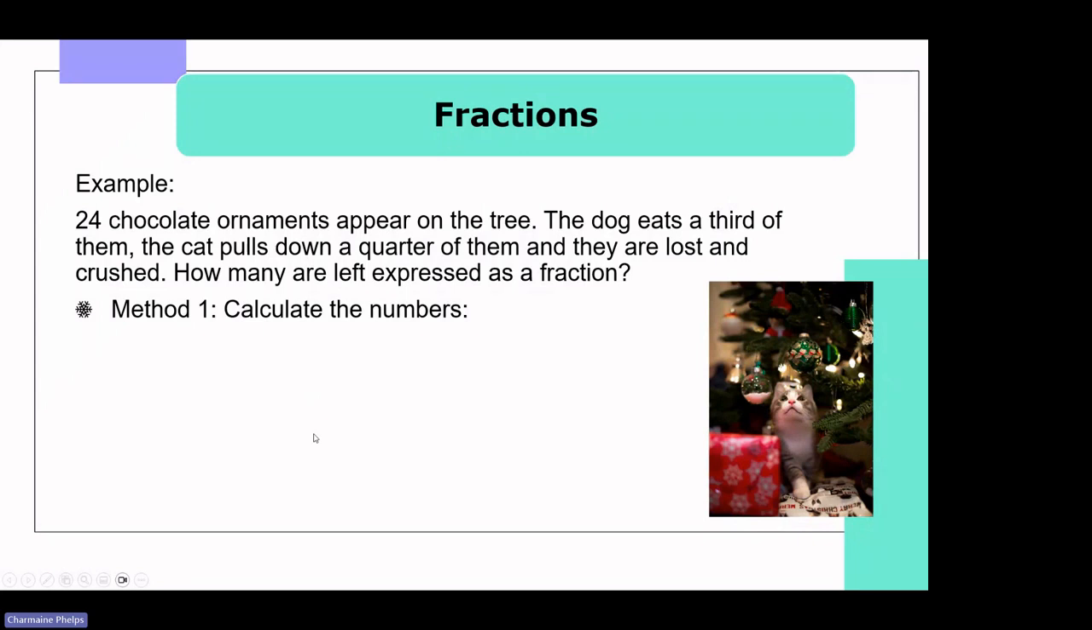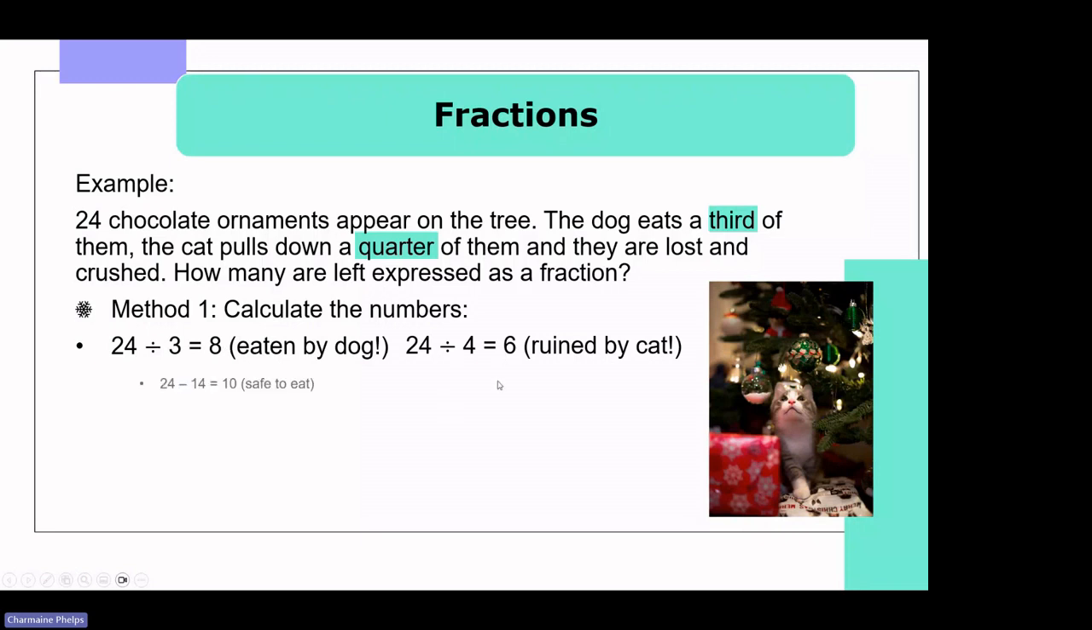So first thing, I can just calculate the numbers. So the dog is going to eat a third, naughty dog. A cat pulls down a quarter. So I will need to work out a third of 24 and a quarter of 24. Okay. So 24 divided by 3 is 8. So the dog has eaten 8. Rascal. 24 divided by 4, a quarter, is 6. 6 ruined by the cat, or potentially covered in dust underneath the couch. So that's how many have been damaged. So how many have I got left? 10. I've got 10 that's safe to eat.